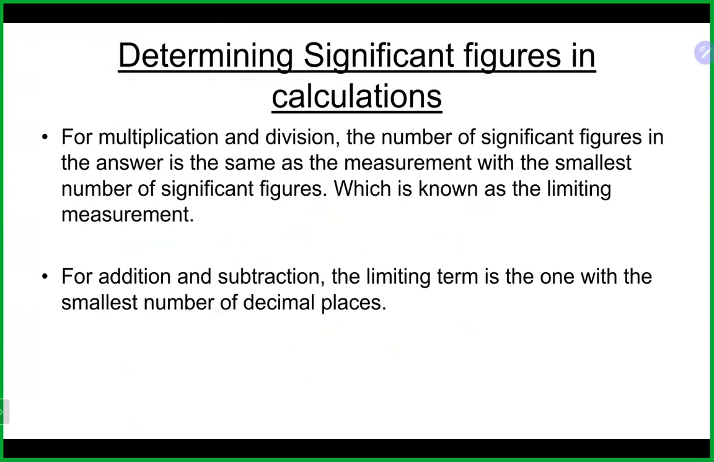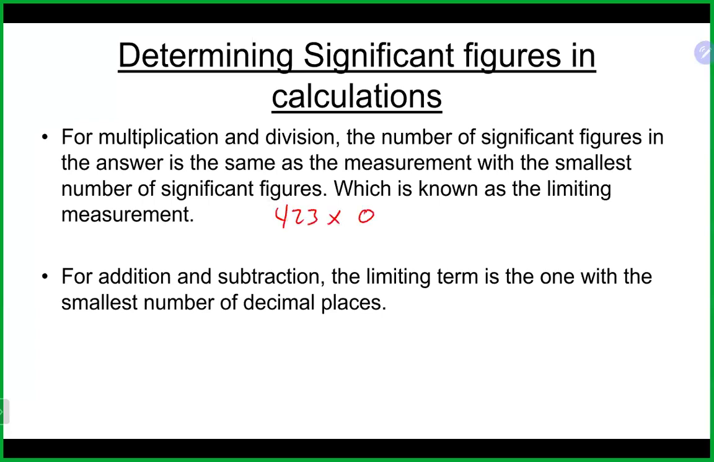So speaking of calculations, let's talk about how we determine significant figures in calculations. There are basically two sets of calculations that we do. We multiply or divide, or multiply and divide. And if you multiply or divide, how many significant figures your answer should have is based on whichever number has the least number of significant figures.